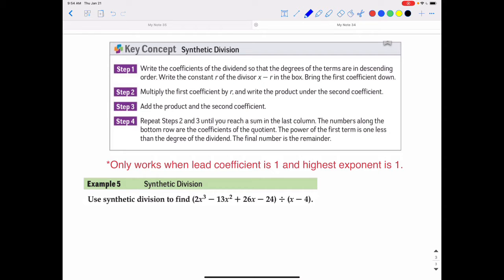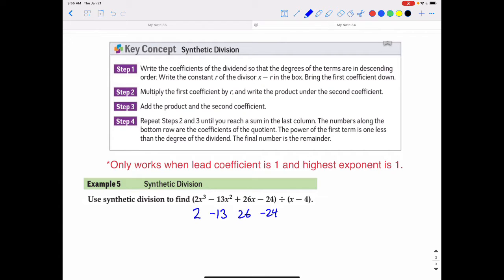So we're going to follow these 4 steps. Step 1 says to write the coefficients of the dividend so that the degrees of the terms are in descending order. Write the constant r of the divisor x minus r in the box and bring the first coefficient down. That's kind of a lot, pretty wordy there. So basically, we're going to write the coefficients of the dividend. So the dividend is normally what we would write inside the box. So the coefficients of the dividend are going to be the 2, negative 13, 26, and negative 24.